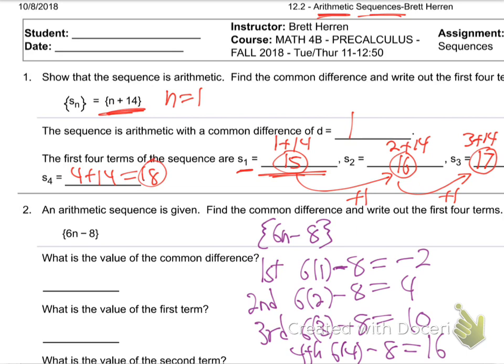Is that good so far? So I'm just taking that formula they gave, 6n minus 8, and plugging in 1, plugging in 2, plugging in 3, plugging in 4, cranking out the numbers. And now, what is the difference from term to term? What's it going up by every time? Yeah, it's adding 6, isn't it? Every time. So the common difference is 6, and there's the first 4 terms, which is what they want.